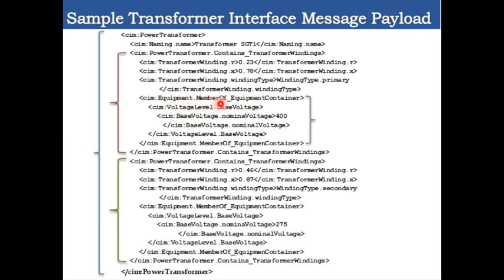So equipment dot member of equipment container is the relationship which we will utilize, because the voltage level is not directly connected with the transformer winding. Voltage level is connected to equipment via equipment container. When we define the structure like this, by default the SIM tags will be created for the base voltage, and from there we will just add the nominal voltage value, and then the primary winding details are ready.